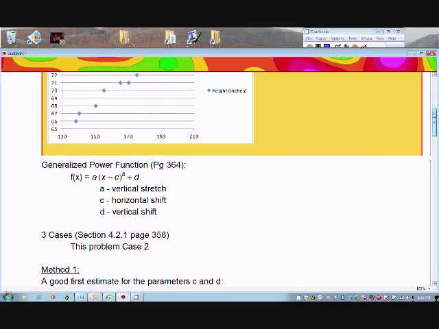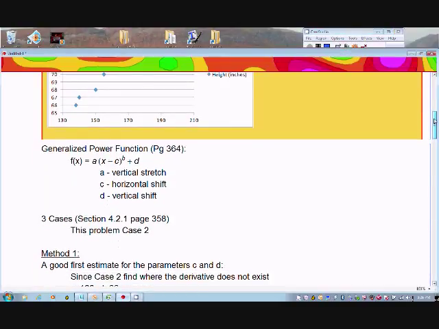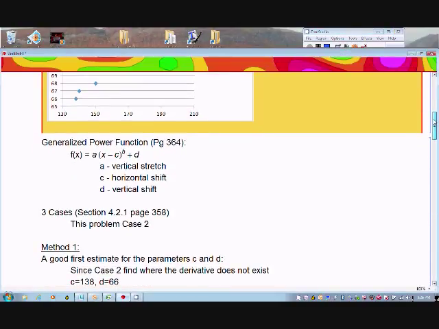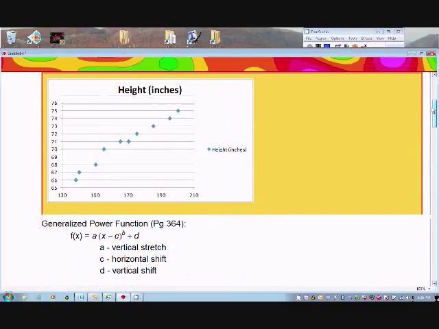So method 1 is described on page 364, and since we're in case 2, which is the 1 over n power function, we're going to estimate the parameters c and d. For this case, since it's case 2, we're going to find where the derivative does not exist. So looking at this graph, we're going to try to estimate where the derivative does not exist.